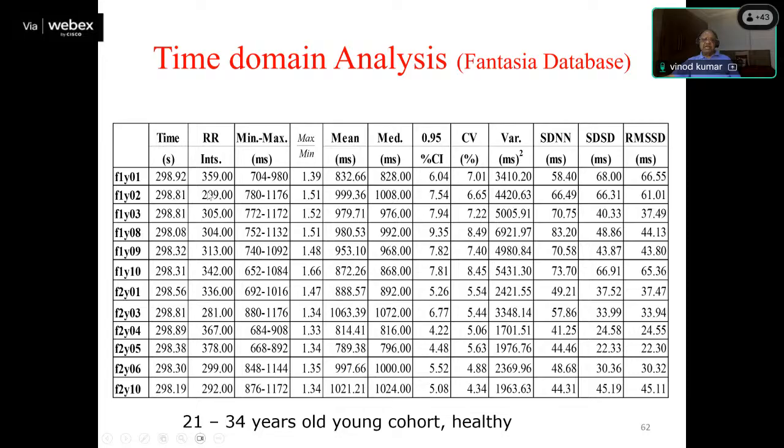5 minutes means they took complete RR intervals, because the next RR interval may not be there complete. So within 5 minutes, we have from 298 to 359 RR intervals. Maximum and minimum, then the ratio of maximum and minimum. All these parameters we calculated, as we discussed: SDNN, SDSD, RMSSD, SD, for people of young age, 21 to 34 years old. And we compared with the values available in that database.